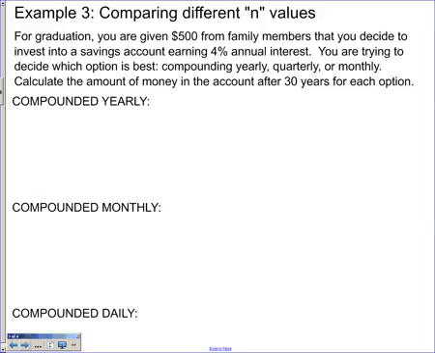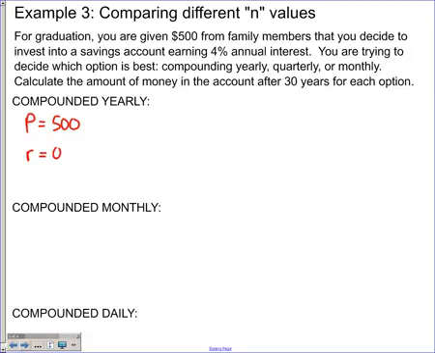So the next section here, we're going to compare what happens if you compound your interest at different amounts of time. So we're going to compare compounding yearly, monthly, and daily, and see the effect on the output for the money. So first of all, our principal isn't going to change. We're going to always invest the same amount of money. Here we're given for graduation $500 from our family members. And we decide to invest it into a savings account that earns 4% annual interest.